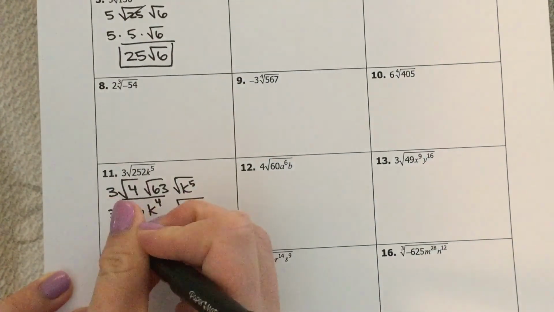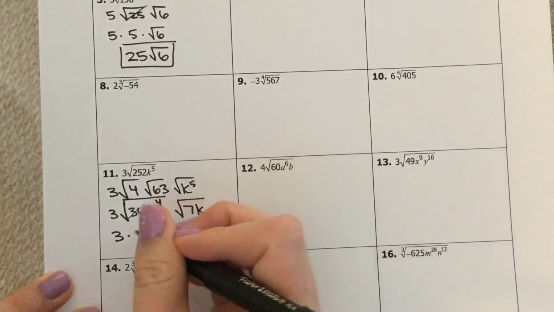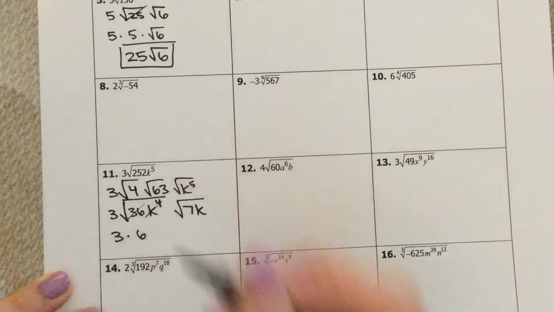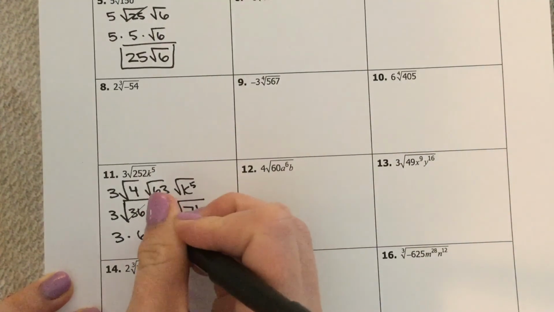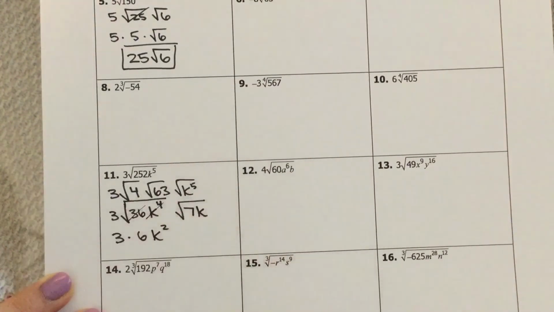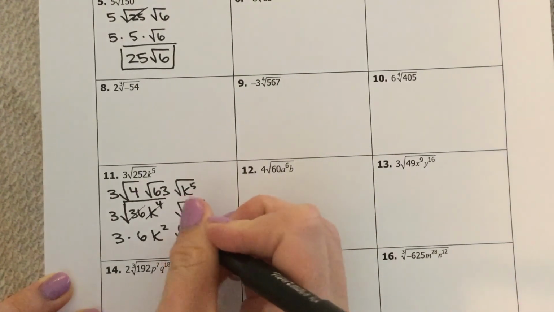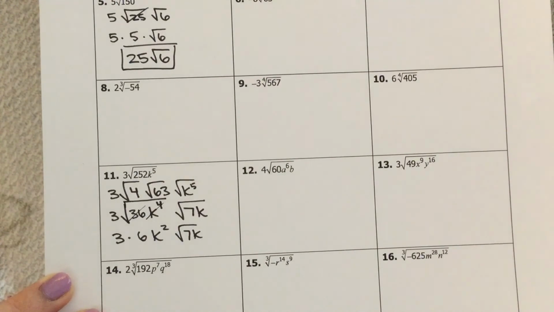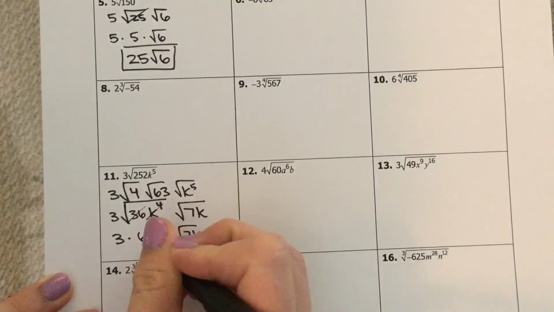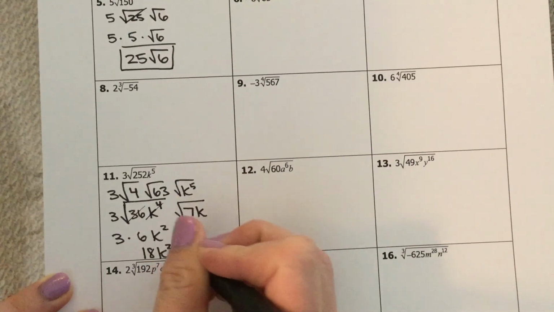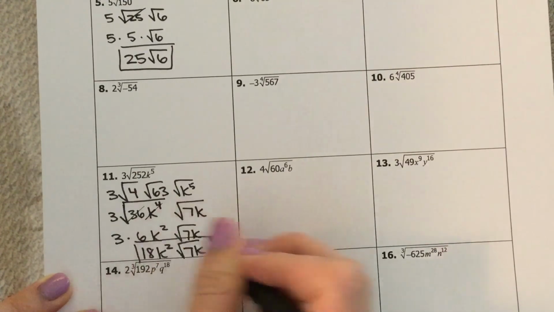All right, so 3 stays right here, times the square root of 36 comes out to be 6. Square root of k to the 4th comes out to be k squared. Remember our little division trick, and then these are my leftovers. So I'm going to simplify that just one more time. 3 times 6 is 18. There's a k squared on the outside, and then there's a 7k left underneath.